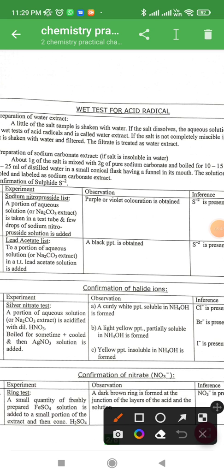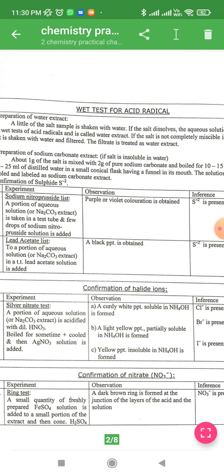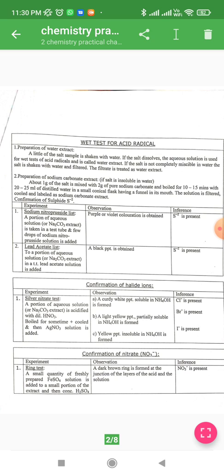So what we have to write? A little of the salt sample is shaken with water. Then you need not write if the salt dissolves, because you know that the salt will dissolve, because you have checked the solubility in advance. So here you will write the salt dissolves. The aqueous solution is used for wet test for acid radical and is called water extract.